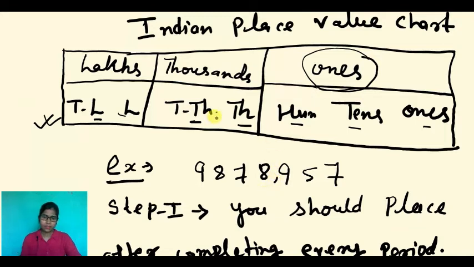Now we start another period, that is thousands and ten thousands. In the thousands period you have two places, so count one, two: thousands, ten thousands. After this place, put a comma. After that, lakh, ten lakh. Your period is completed and your first step is also done.